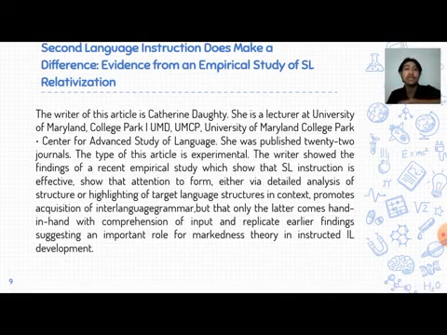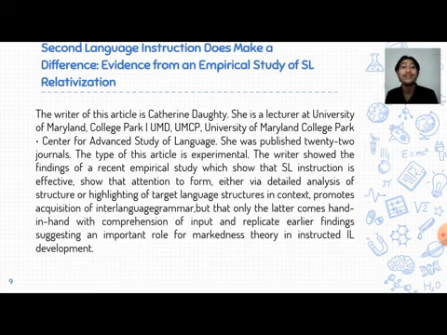Next one is "Second Language Instruction Doesn't Make a Difference: Evidence from an Empirical Study of the SL Relevation." This article was written by Catherine Doughty. She is a lecturer at the University of Maryland College Park, Center for Advanced Study of Language. She has published 22 journals, and the type of this article is experimental.